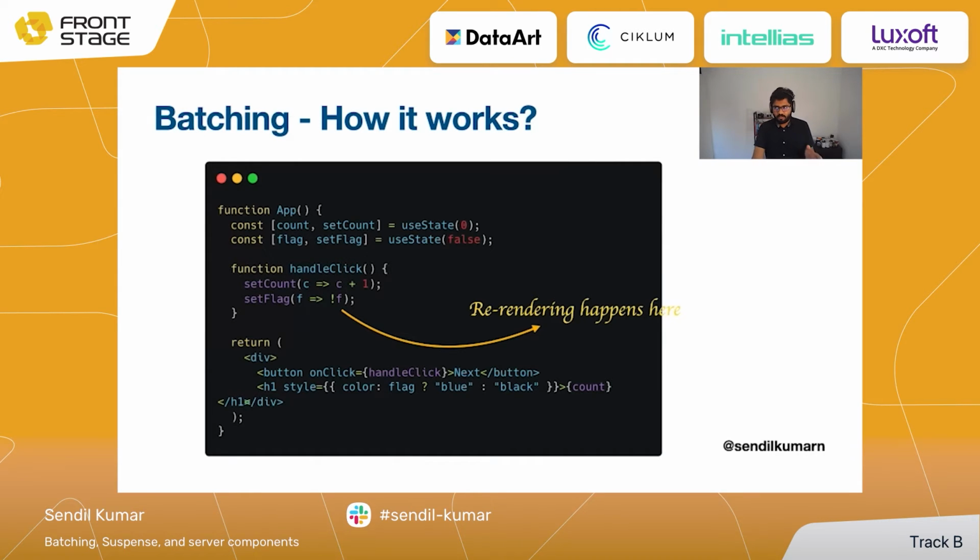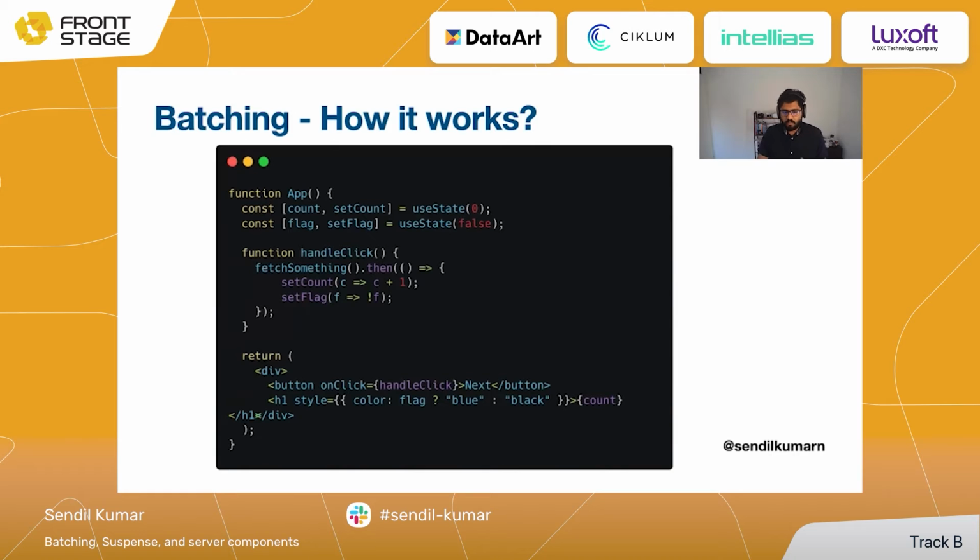This is good. This is the perfect way of doing batching. But the problem comes out when you introduce an async context here. In the async context, the same component, but I'm fetching something over there, which is just a method call, but this is an asynchronous method. And on successful resolving of that promise, I'm going to call set count and set flag. These are two state changes.